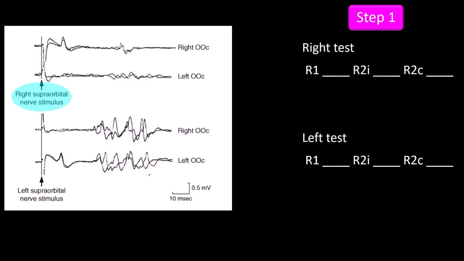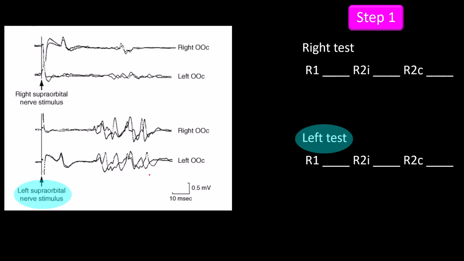Right supraorbital nerve stimulus corresponds to the right test. The first wave on the side of the stimulus, in this instance the right, is the right R1. The second on the side of the stimulus is right R2 ipsilateral. Both of these waves reflect right orbicularis oculi activation. Be aware that R1 is not associated with the visible response of the orbicularis oculi. The only wave from the left orbicularis oculi following right-sided nerve stimulation is R2 contralateral.